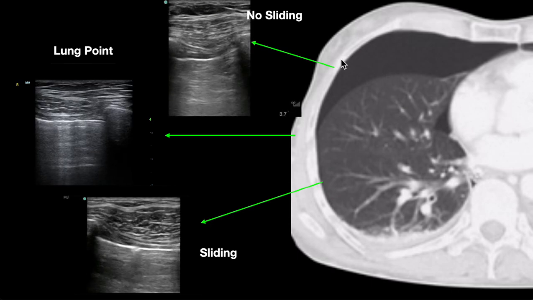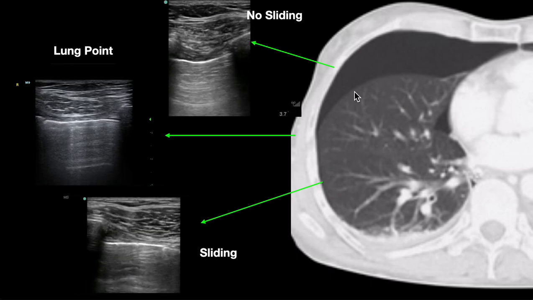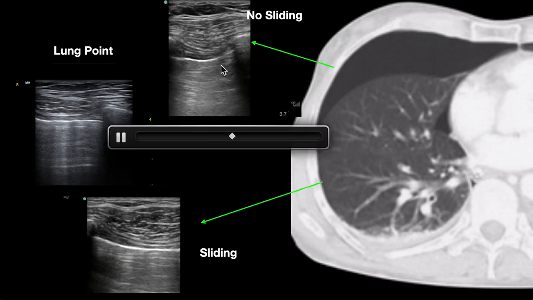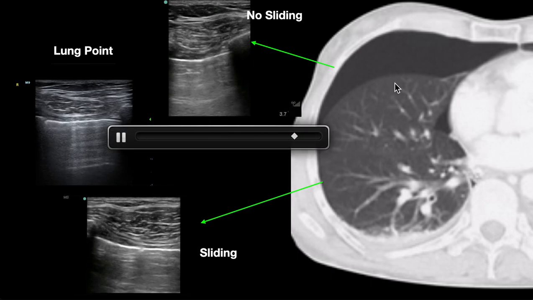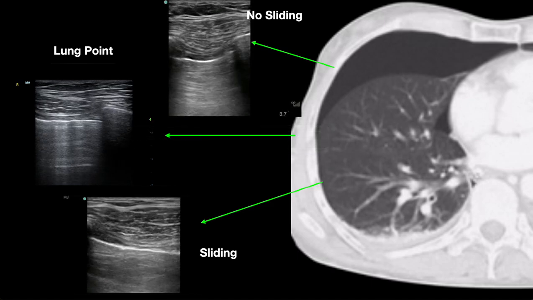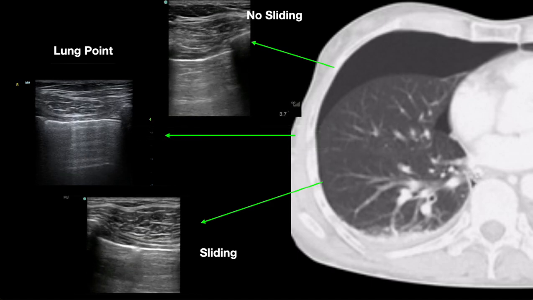And so if you look at this, you can see that there would be no sliding because the parietal and visceral pleura of the lung are not in contact, thus they're not moving and sliding past each other, so you would see no sliding. While if you look posteriorly, you would see sliding as you would in the bottom left picture because the parietal and visceral pleura are in contact.